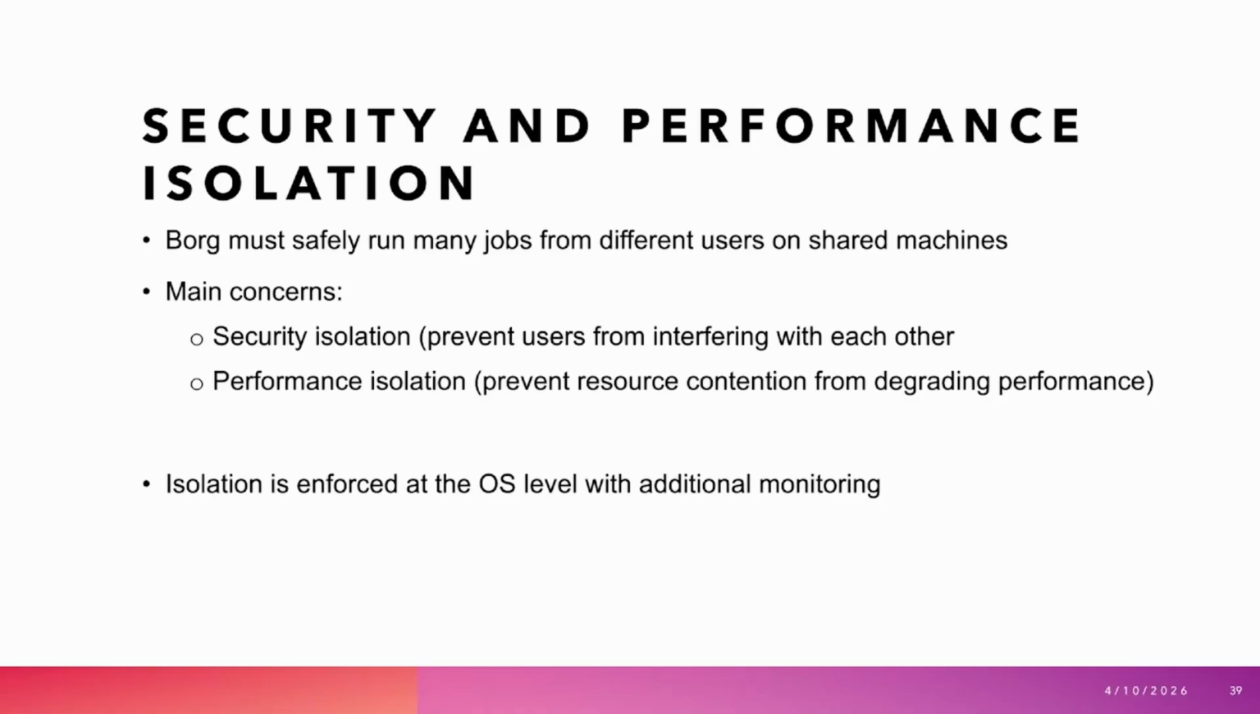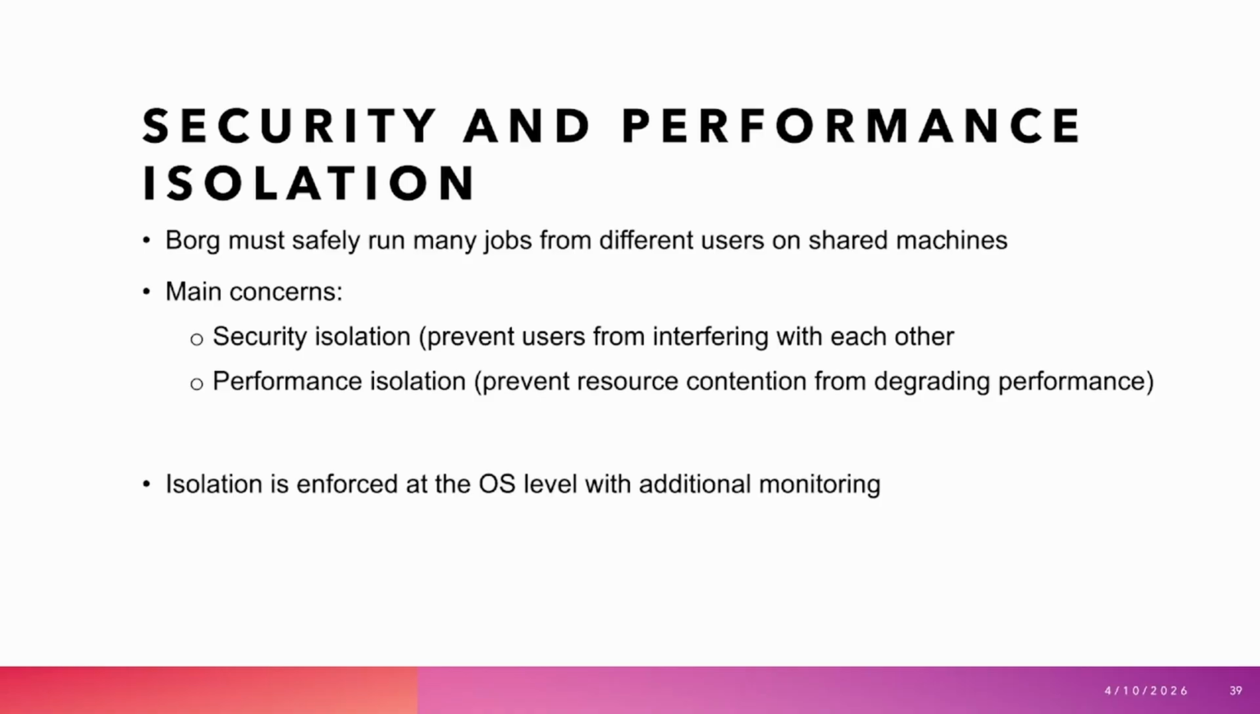There are two specific types of isolation that Borg has to deal with. The first is security isolation, which is about making sure that one user's task can't access or interfere with another user's data or processes. The second is performance isolation, which is about making sure that even if tasks are sharing resources, one task doesn't degrade the performance of another in an unacceptable way. These two goals are related, but they're not quite the same. You can have strong security isolation, but still have performance issues if resources are being contended, so Borg has to address both of these at the same time. What's interesting is that Borg doesn't try to achieve perfect isolation.